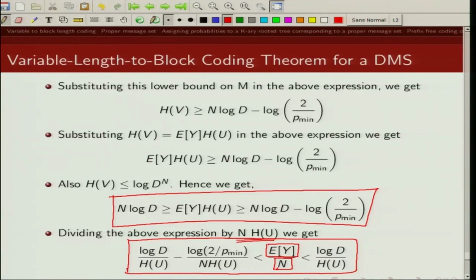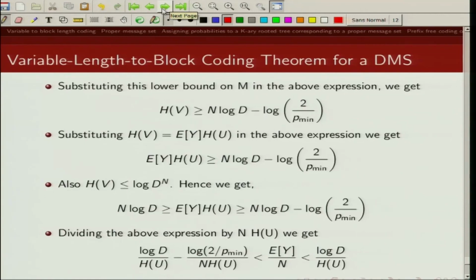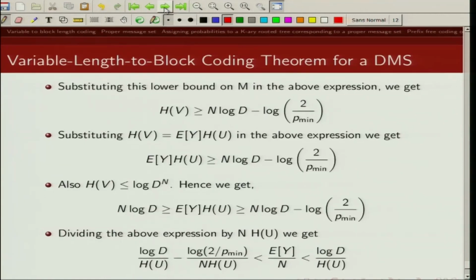So with this we will conclude this lecture on variable to block length coding. In this lecture we have shown that if we use a proper message set, it has to be a Tunstall message set that we should use for source parsing. In general, for a non-proper message set, we do not know what is the optimal way to do source parsing. So with this, I'll conclude this lecture. Thank you.